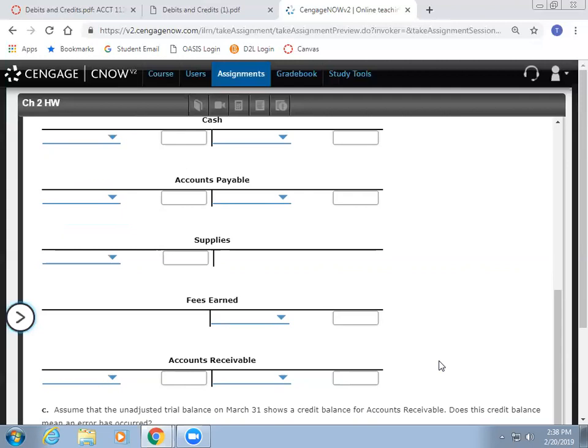And the other hands-on stuff is just be able to tell me the type of account. If I say cash, we know that's an asset, and then what side it increases on. If you have that handout, that should be a pretty easy part.